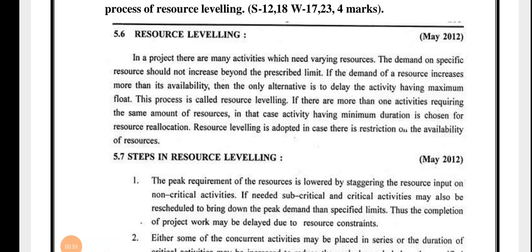If there is more than one activity requiring the same amount of resources, in that case, the activity having minimum duration is chosen for resource reallocation. Resource leveling is adopted in case there is restriction on the availability of resources.